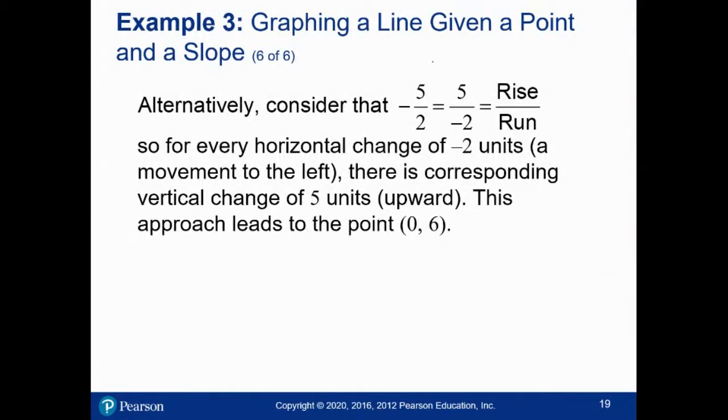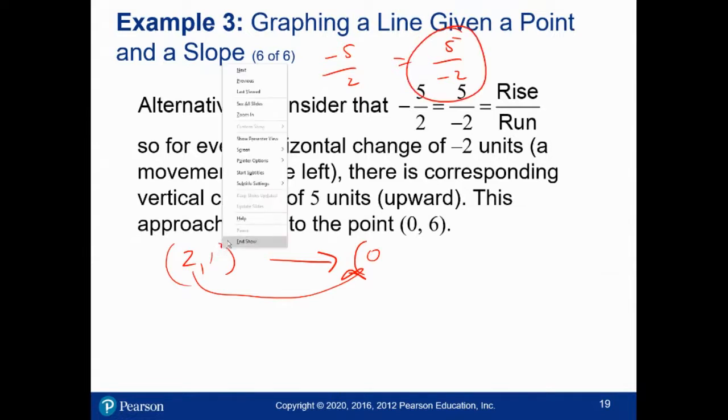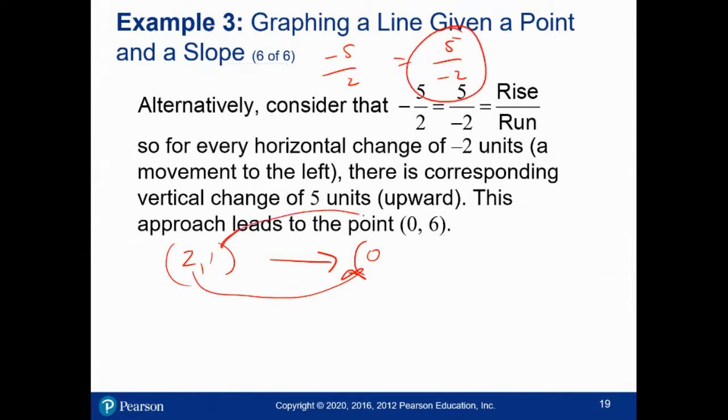Alternately, instead of -5 over 2, you can consider this to be 5 over -2. So started at (2, 1). Now I'm going to let x change by -2. So now my new x-coordinate instead of 2 is going to be 0. And now delta y is 5. So if I started at 1 and I change by 5, I should end at 6.